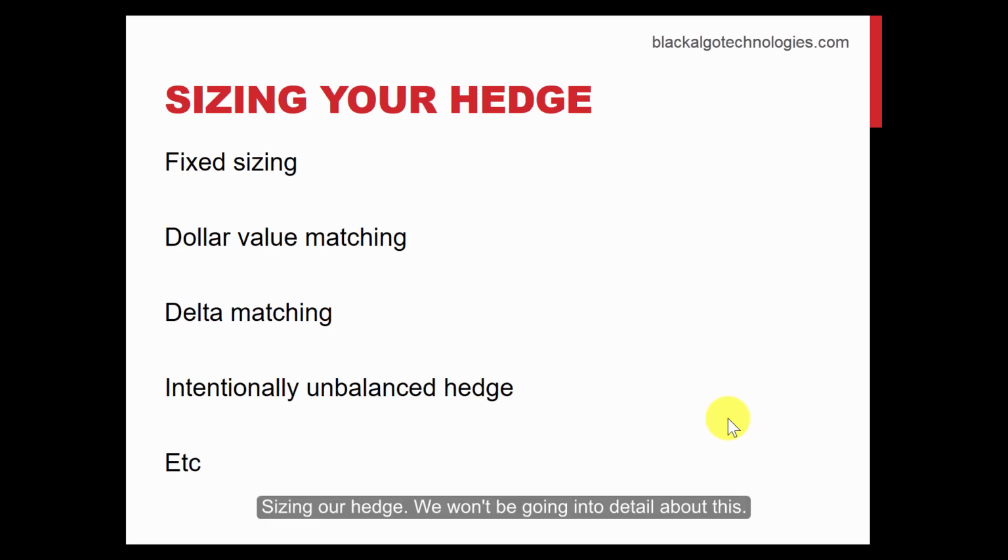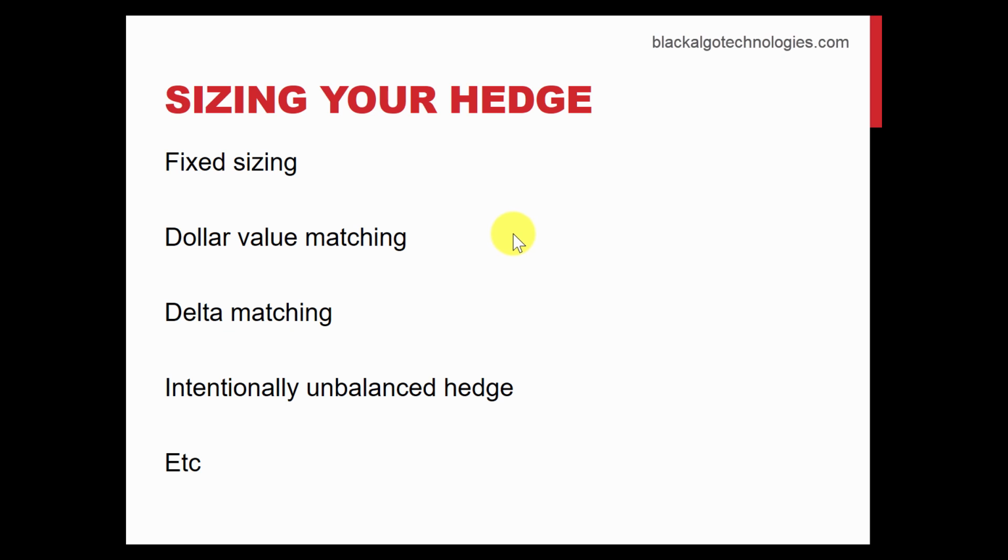Sizing our hedge. Alright, we won't be going into details about this. Some of the ways we can do it are fixed sizing. So 1 unit to 1 unit, 2 units to 2 units. Dollar matching. So basically, if we long $100,000, we need to be shorting $100,000 worth equivalents.